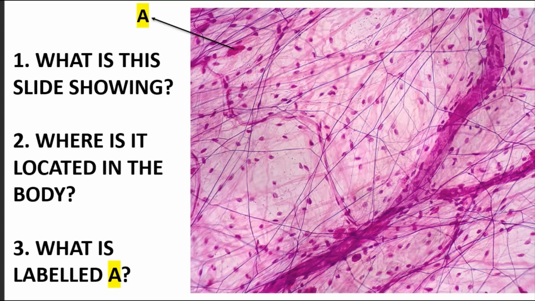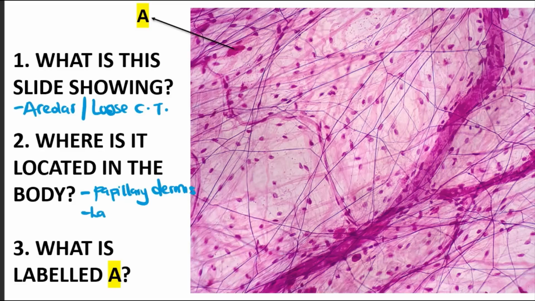What is this slide showing? So this slide is showing areolar connective tissue, or loose connective tissue. Where is this located? Loose areolar connective tissue, we can find it in the papillary dermis of the skin, and you can find it in the lamina propria of the GIT.